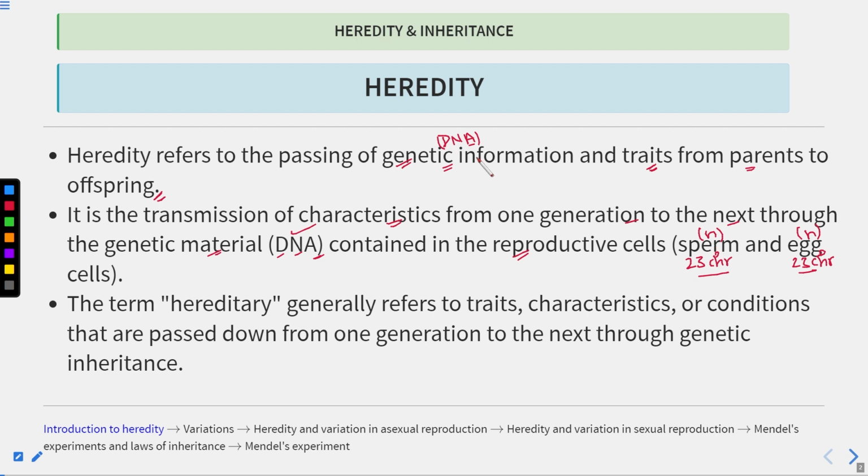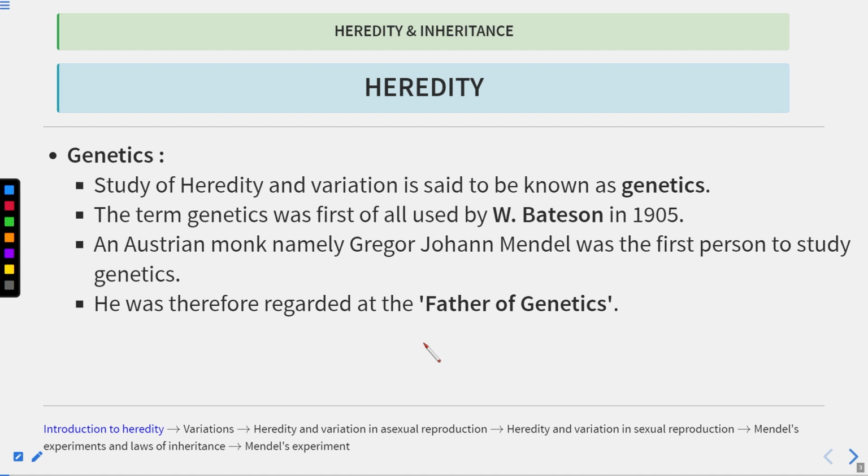Clear? So these traits, or you can say the characteristics, are transferred from one generation to another generation through the DNA. Now, the term heredity generally refers to the traits, characteristics or conditions that are passed down from one generation to the next generation through genetic inheritance. One generation to next generation means from the parent to the progeny. Clear? Now, you must be having a clear idea about heredity.